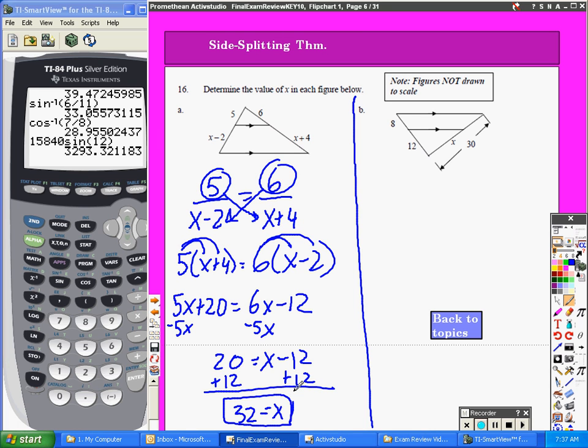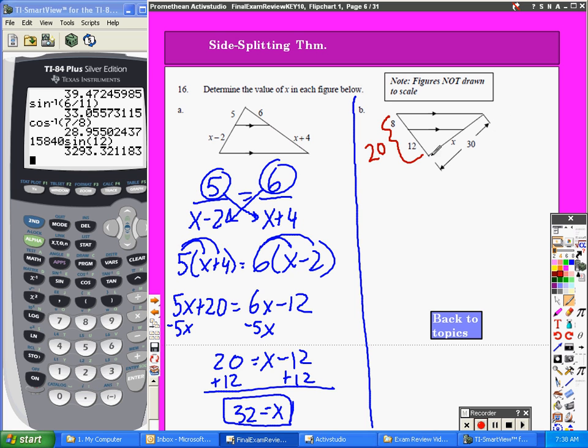For part B, we are going to do the same kind of thing. Now it's a little bit different here because we have 30 and that's a whole side, and we can definitely use that as long as we use the whole side over here. So I'm going to go ahead and say that the whole side over here is 8 plus 12, which is 20. Okay, so now I'm going to set up a proportion.